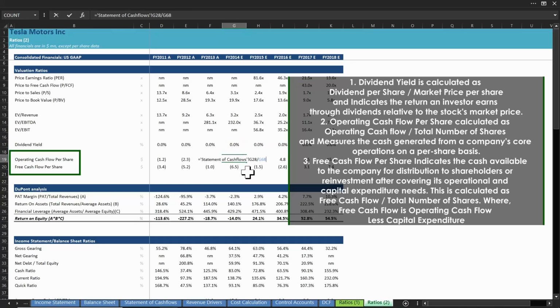2. Operating cash flow per share, calculated as operating cash flow divided by total number of shares, measures the cash generated from a company's core operations on a per-share basis.